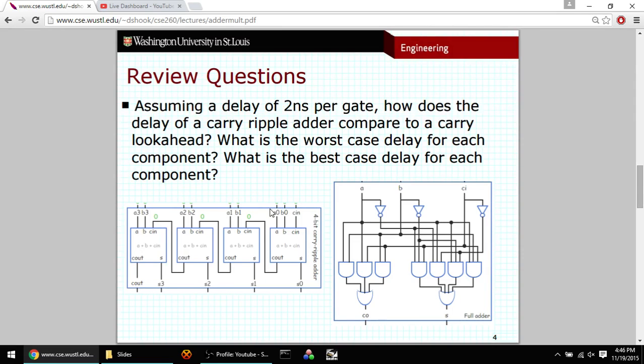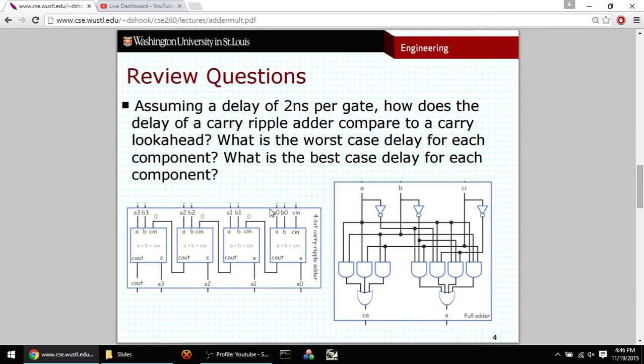So it's kind of a trick question. The best case for the carry ripple is the same as the worst case. It's just the delay. It's just how long it takes. And really, for the carry lookahead, it's pretty much the same thing. Could we possibly save some time in certain cases? Yeah, but I'm not going to count on it. The general case is going through the whole longest path.